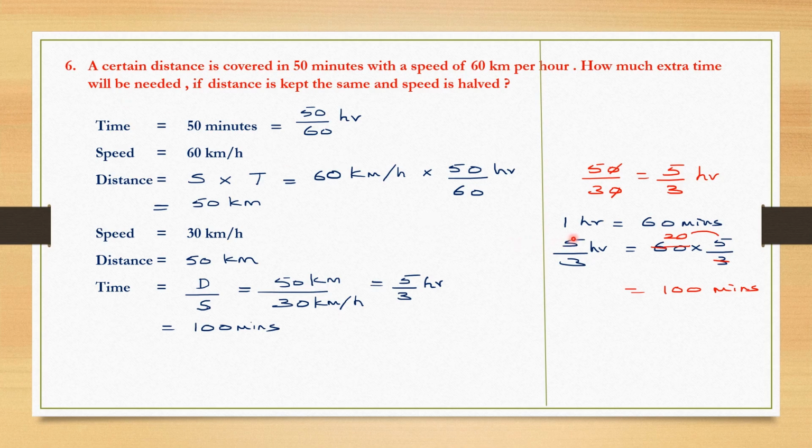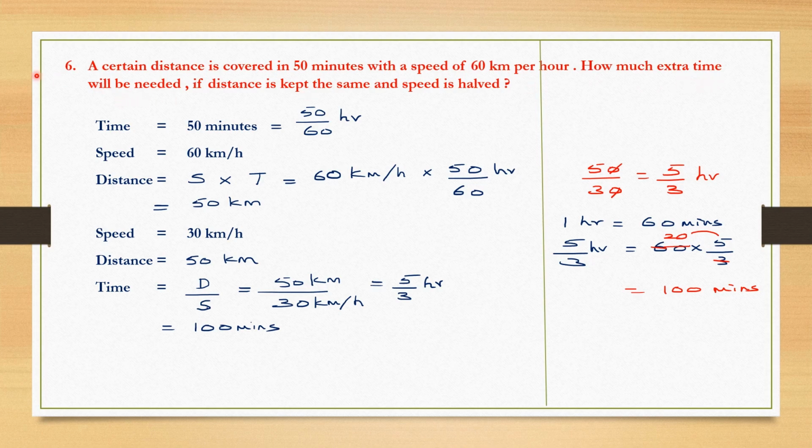So we did this: 1 hour is 60 minutes. So 5 by 3 hours will be 60 into 5 by 3, and we calculated and got 100. So 100 minutes. So here when the distance is the same and the speed is made half, the time taken is 100 minutes.